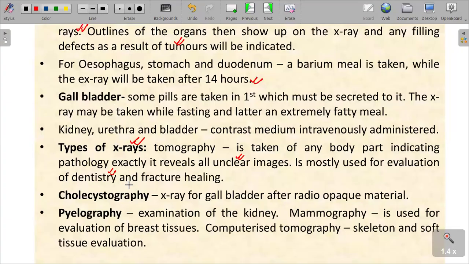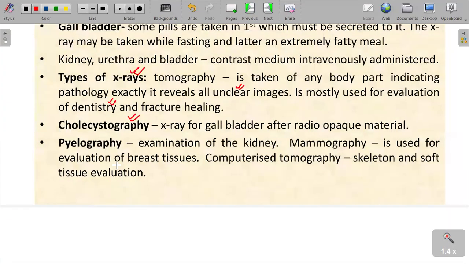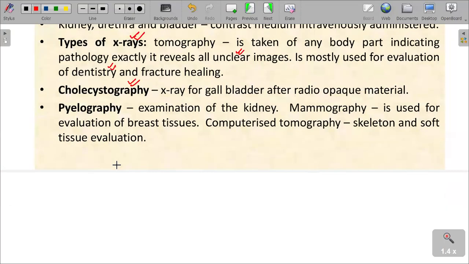Please take note that most often this is asked as true or false questions. We are saying cholesterography is an X-ray of the gallbladder after a radio-opaque material has been administered. Remember, we said it can also be administered through the veins, that is intravenously.